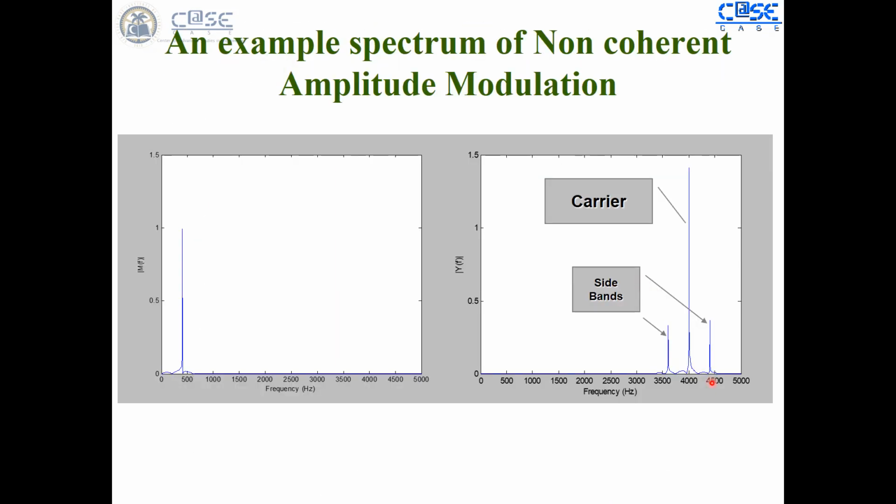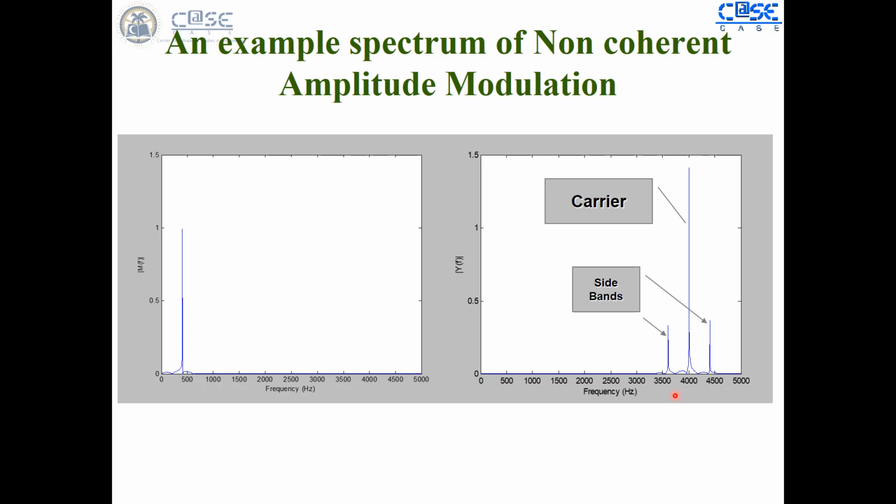There, omega c plus omega m and omega c minus omega m. Omega c, in other words, fc plus fm and fc minus fm. fc was 4 kilohertz, and when you add 500, it becomes 4500 hertz in the frequency domain, and fc minus 500 becomes around 3500, right? So this is your spectrum of the double sideband amplitude modulated signal, the non-coherent amplitude modulated signal.